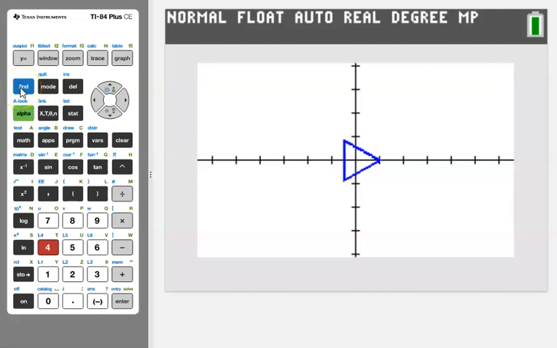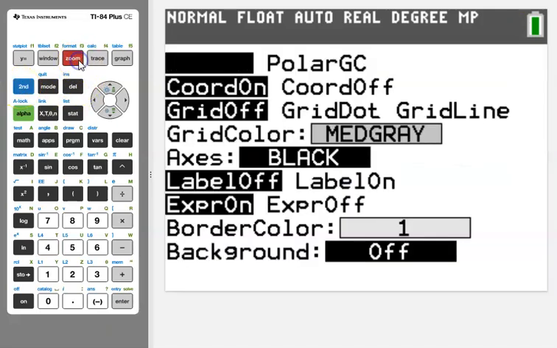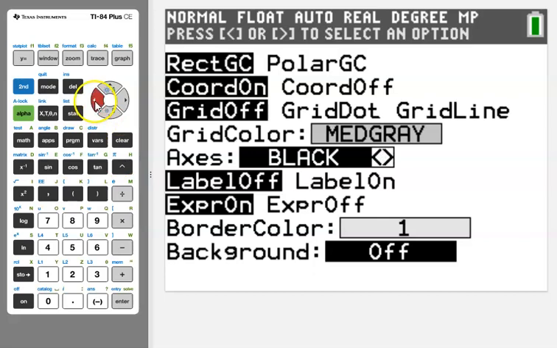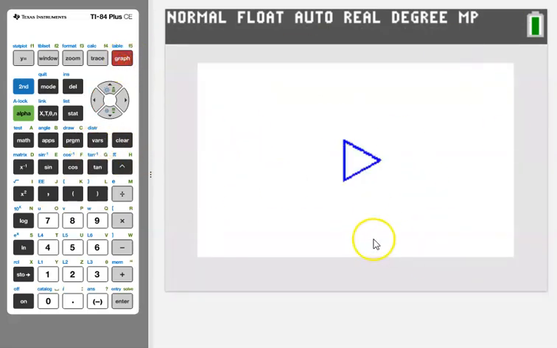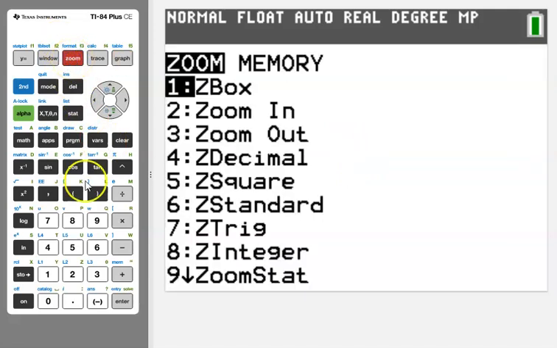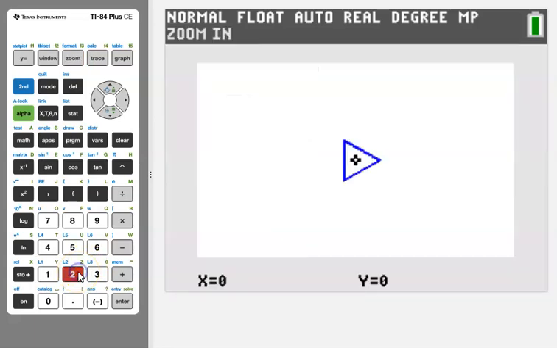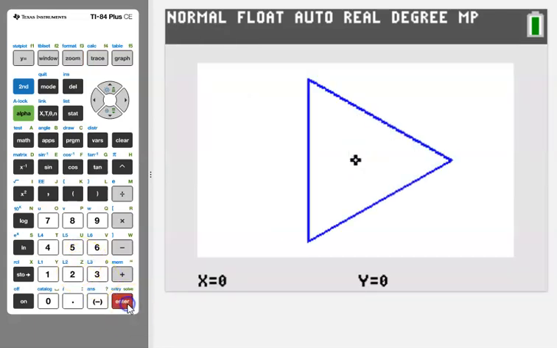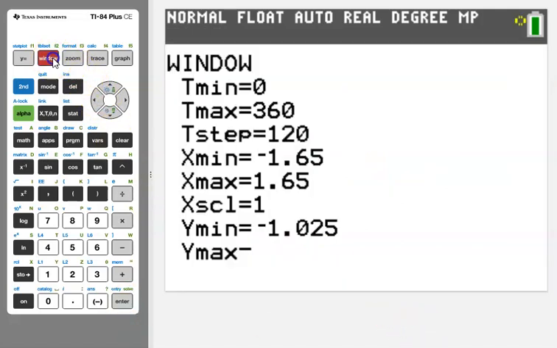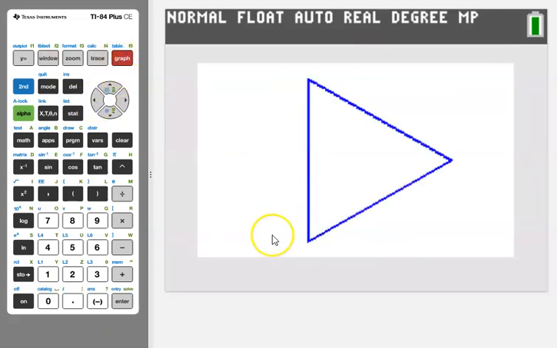Let's turn off the axes. If you go to second zoom, that's your format menu, you can go down to axes where it says on, use the left arrow and go over 3 times and you'll see off. So now when I hit graph, it's a much prettier graph. I don't have those axes in the way. And then also I really have a small triangle here, so let's make it larger. We're going to zoom in, which is 2, and then enter and it will blow it up for us. If you go to your window, you can see what it's done to these values. These are actually very tiny values, and so it's a really good looking triangle now.